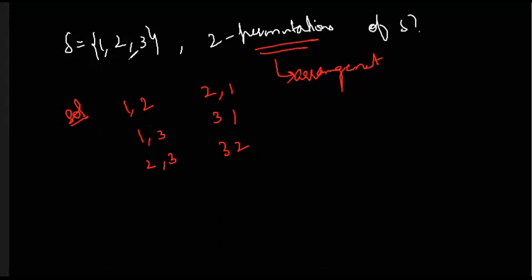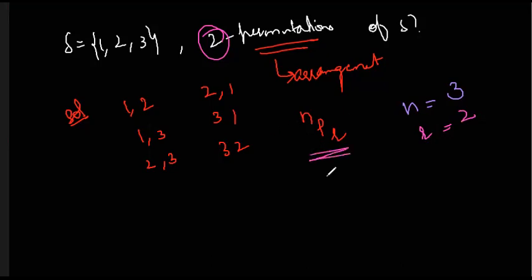Now, if we apply the same to the formula, our nPr is the formula. What will be the n value? The n value is the number of elements in the set, the total elements, which is 3. What is the R value? R is the number of elements we are selecting. We were supposed to select 2, so R is 2. So nPr, if you apply the formula, will be 3P2.